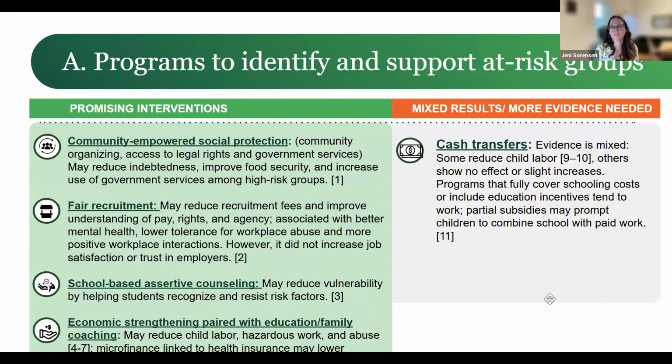Where we're seeing less effectiveness or no effectiveness is with cash transfers. Cash transfers on their own are known to be a really effective mechanism for reducing poverty and for improving people's lives generally. But for child labor interventions, there's a lot of mixed evidence. Sometimes cash transfers can improve household welfare, but then some children are actually being pushed into work because parents are leaving the house to go and work.